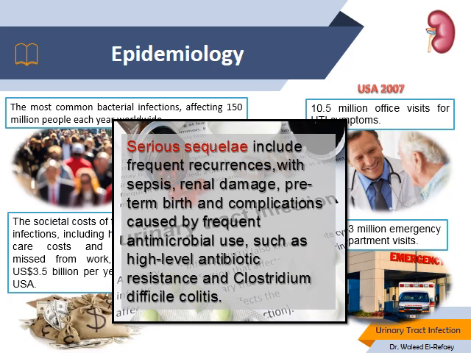Urinary tract infection may have serious sequelae that include frequent recurrences, sepsis, renal damage, preterm birth, and complications in a pregnant woman, either for the mother or for the fetus. Also, it may result in complications related to the treatment used, because antimicrobial use may result in a high level of antibiotic resistance, especially if the patient does not complete the full course, or it may result in Clostridium difficile colitis from recurrent antibiotic use for recurrent infection.